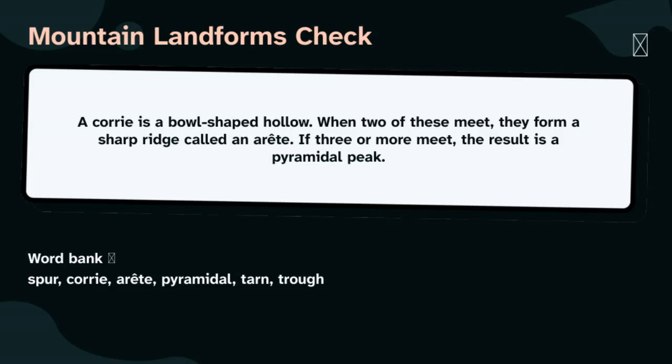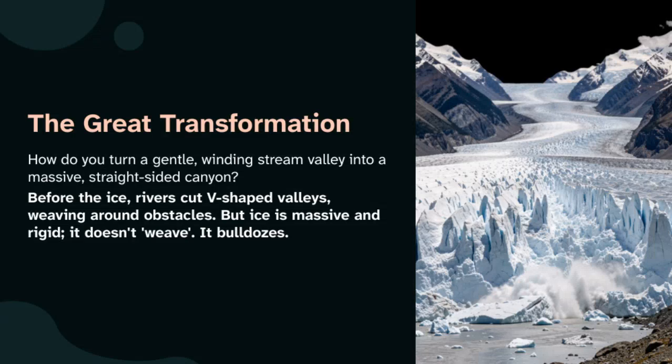The correct sentence is, a corrie is a bowl-shaped hollow. When two of these meet, they form a sharp ridge called an arête. If three or more meet, the result is a pyramidal peak. This is a really useful sequence to remember. Corrie, arête, pyramidal peak. Now we are moving from high mountain landforms to valley landforms.